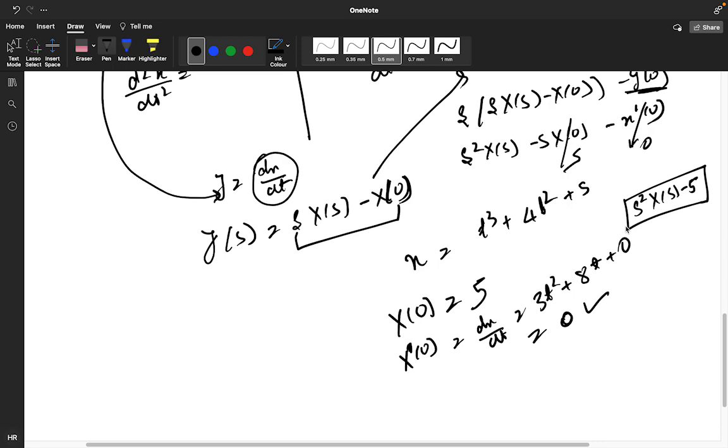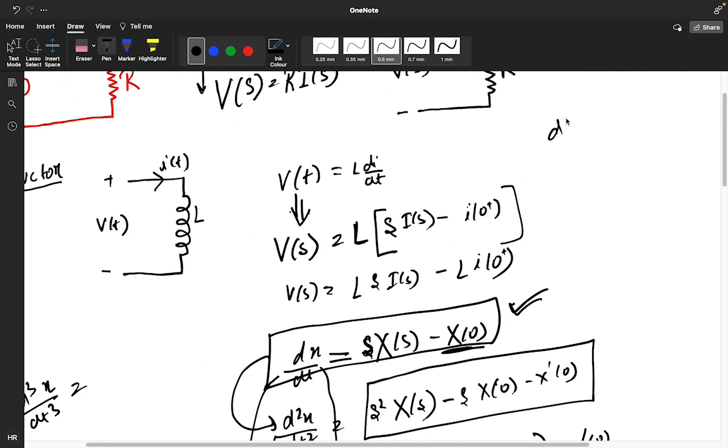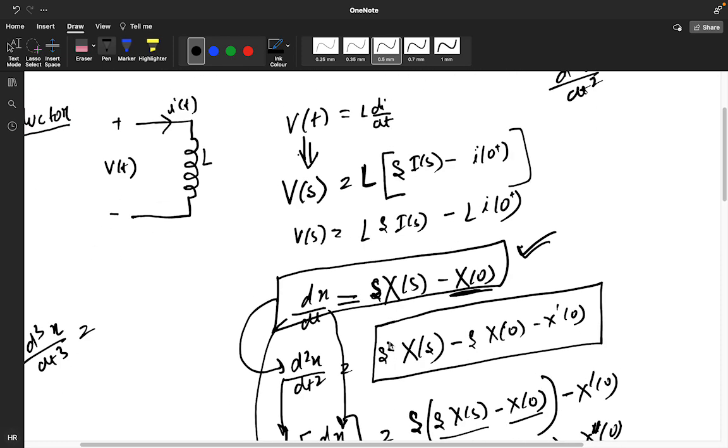Now if you understood this concept, you can find any Laplace transform like this: d cube x by dt cube, d to the power 4 x by dt to the power 4. So you can find it like this, it's up to you. A lot of students struggle with this formula. They get confused whether it is x dash square or x 0 square. If you solve it like this, there will be no confusion. Am I right? Or are you still facing any confusion?